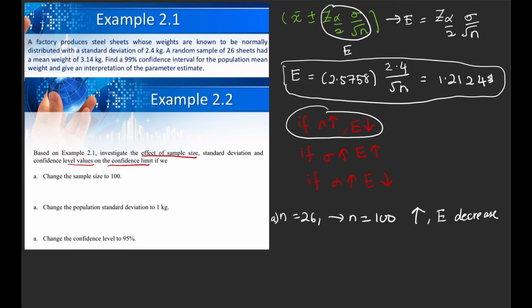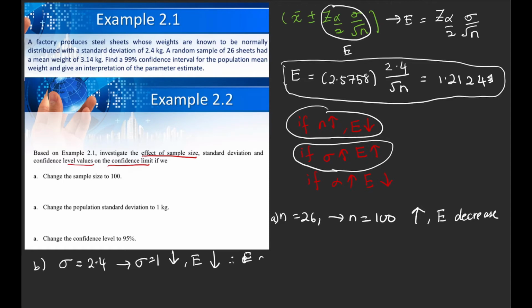For B, change the population standard deviation to 1 kilogram. Before this, the sigma is 2.4. Now change sigma into 1 kilogram. So you decrease the sigma. So if you decrease the sigma here, if you lower the sigma value, E also will be lower. So the estimation error is decreased.